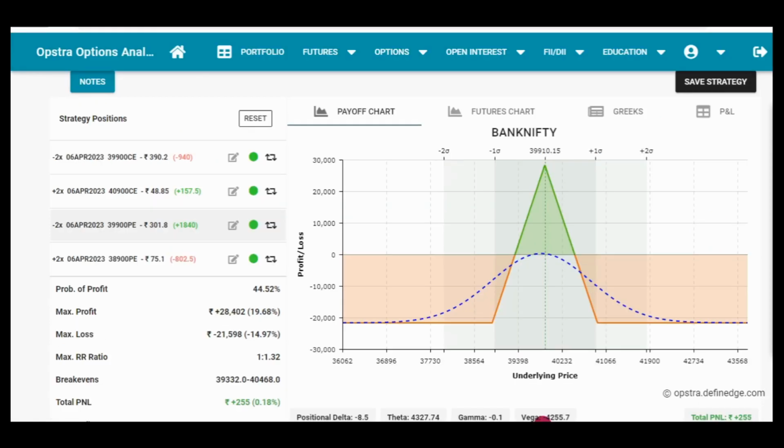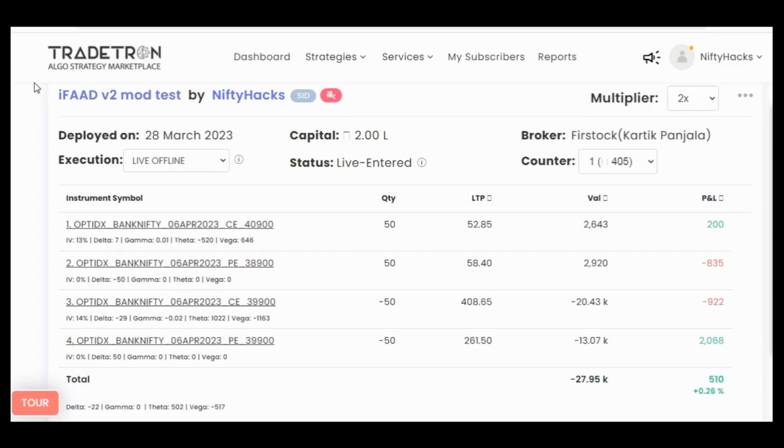So I'm trying to make another modification of this ironfly strategy, where we can bring hedges closer as soon as the market starts moving on either side. But that will take time, I guess, due to some restrictions of the Tradetron Strategy Builder. But if I am successful in making that, I'll upload that also. One share code I've already given to you guys, this one, iFAAD version 2 mode test. This is also under testing, and I have shared it with you guys on our Telegram channel.